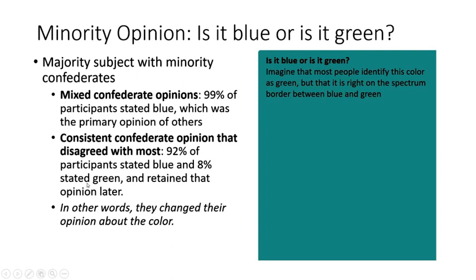And even more importantly, they retained that opinion later. It's as if they shifted their own interpretation of where the line between blue and green is drawn and changed their view. So it does suggest that there's strength in solidarity, and that if a minority group wants to create an influence, they can, to the extent that they can be strong and solid in their views. That's the extent to which they're going to be able to have a greater impact on the majority.